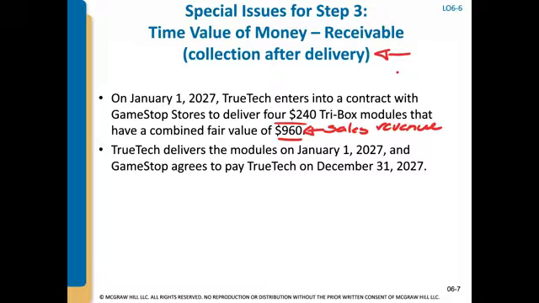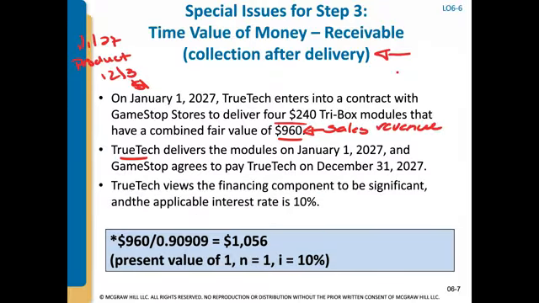TrueTech delivers the module on 1/1/27, and GameStop agrees to pay TrueTech on December 31. So on 1/1/27, TrueTech delivers the product, right? And on 12/31, they'll get their actual money. So now in this situation, it's like TrueTech has loaned money to GameStop because they've delivered these products but agreed to get paid later, basically a year later. And again, the finance interest component is significant and is 10%.